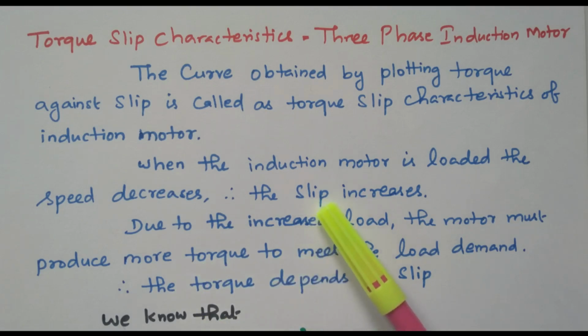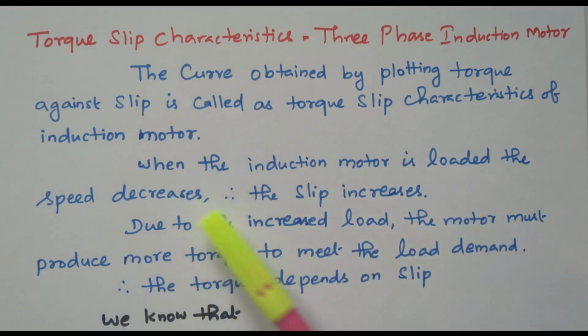So the slip increases, torque also increases. So the torque depends upon the slip, right? When it is loaded, speed decreases, slip increases, and at the same time, in order to meet the load, torque also increases. So all are interrelated. So it is clear that the torque depends upon the slip.